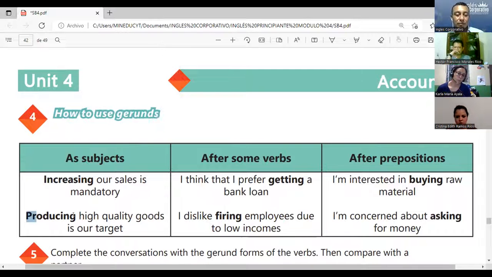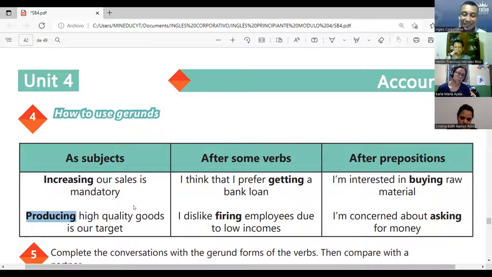Number two, producing high quality goods is our target, all right? Producing, miren, va con ing. Producir bienes de buena calidad es nuestro objetivo, all right? O productos de buena calidad, right? High quality goods is our target. For example, eating in public is not okay. Tengo un ejemplo con gerundio, eating in public is not okay.